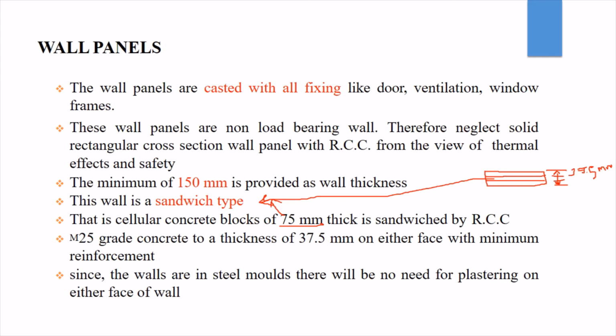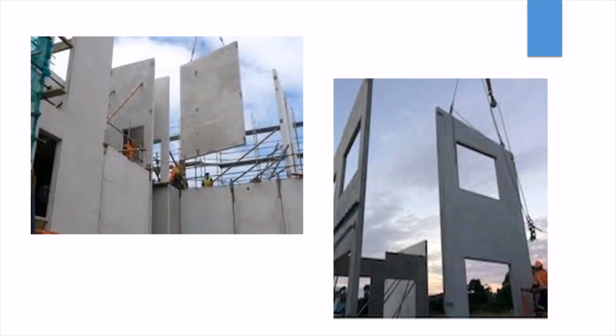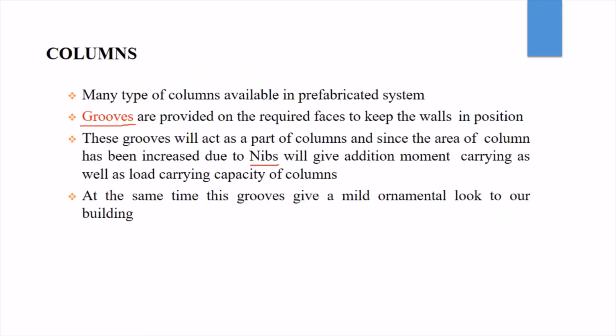And then the walls are cast in steel molds. There is no need for plastering, as there will be a proper shape and size. So plastering is not necessary in these conditions. Here we are seeing some wall panels and then columns. Many types of columns are available in the prefabricated system. Based upon your site condition, you can go for the type of column which you need.